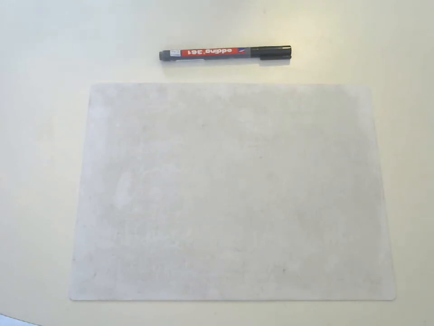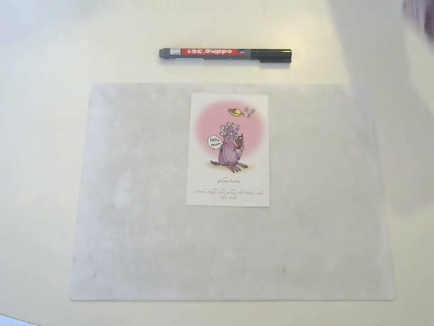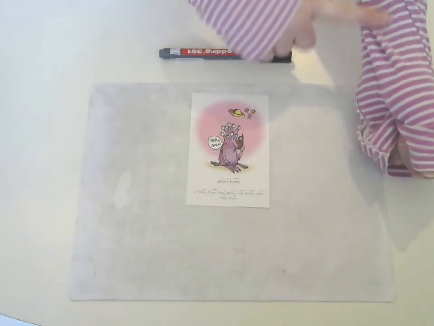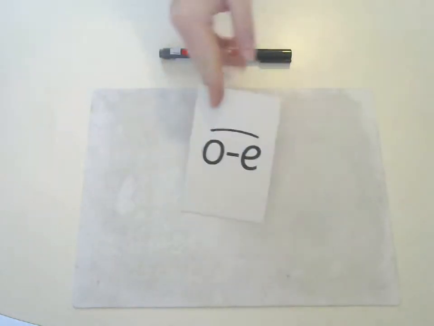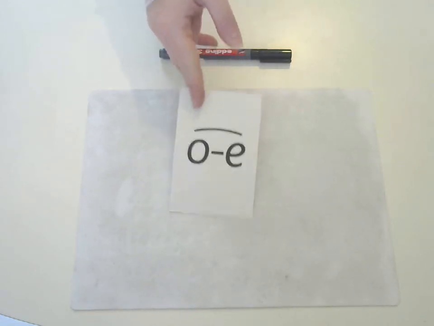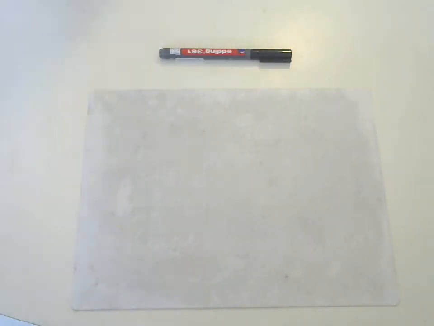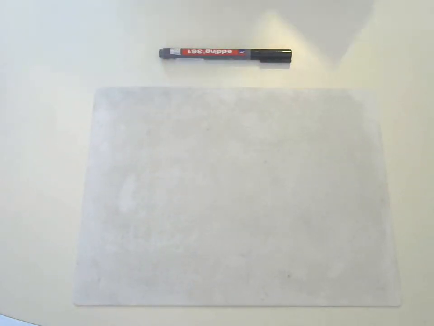It was a split digraph. I'll give you a clue. Our picture was phone home, but I said also it could be for bone. That's right, it's the split digraph o-e. You say o? Lovely. And pop that in with the rest of your speed sounds. And let's go through quickly to see if we can remember all of these. Remember to use the actions to help you if you know them.